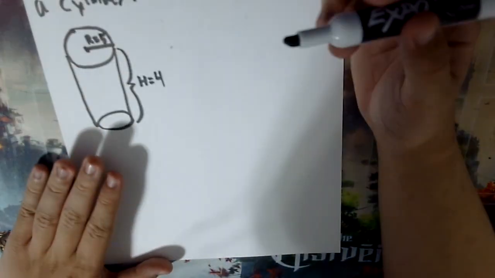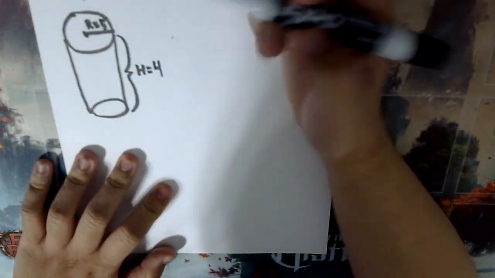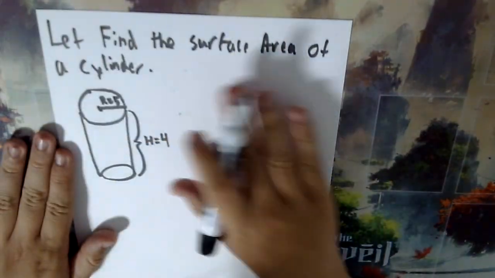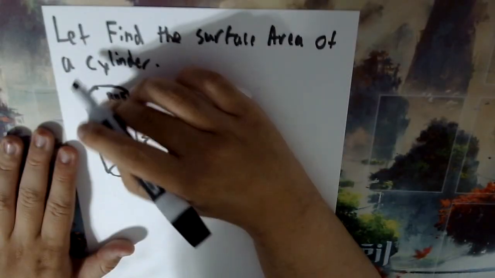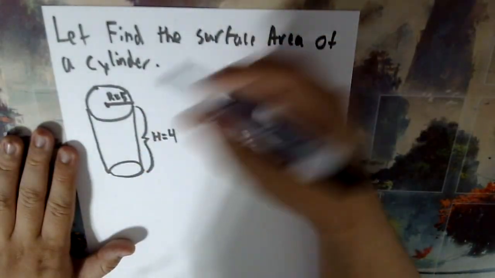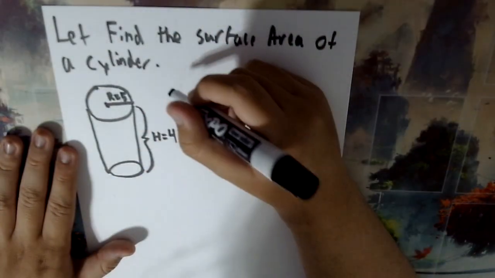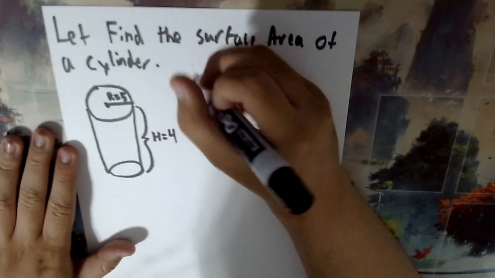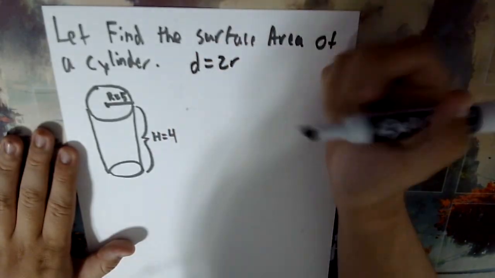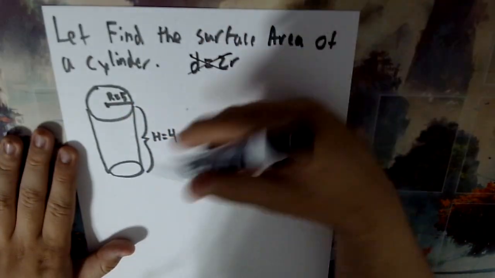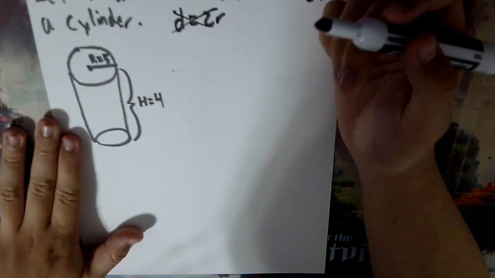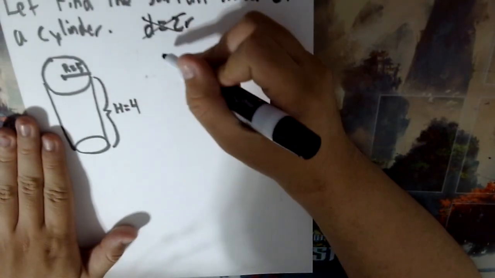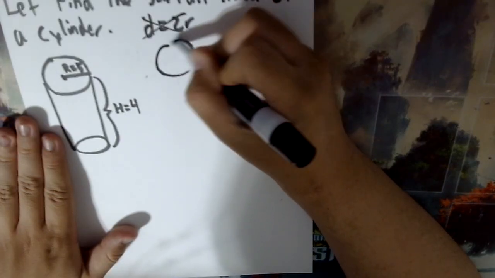And so this is a cylinder. We have radius 5 and height 4. So the question is, let's find the surface area of a cylinder. When r is the radius, maybe for a question you might get the diameter, and the diameter is 2 times the radius, but for this case we don't have that. And the height of the can is 4, okay? And so let's draw the net to find the surface area of a cylinder.